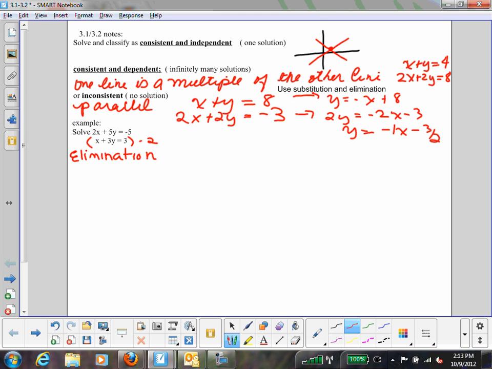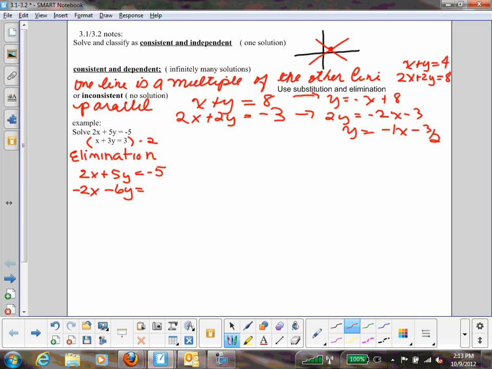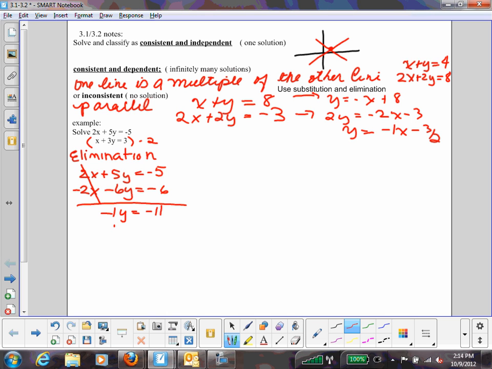So the first equation stays the same, 2x plus 5y equals negative 5. And the next one becomes negative 2x. What am I going to write? Y equals. So don't forget to take that negative 2 to every single part of that equation. All right, we're going to combine these, and by elimination, those x's are dropping out. A 2x and a negative 2x drops out. Agreed? That leaves me with negative 1y is equal to negative 11, or y is equal to 11.